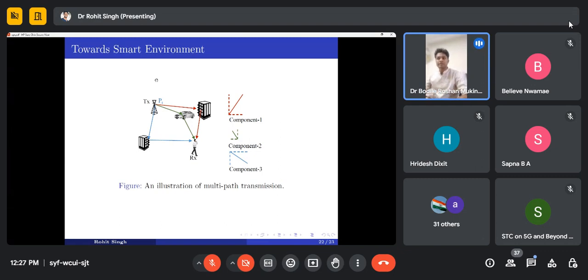We cannot control this angle, because we cannot control the position of a building, the position of a vehicle, or the position of a user. So we cannot control anything, and we cannot estimate this impact either. At the receiver end, all such components are summed up, the imaginary and real parts, and the resultant becomes like this. Some of the components, as you can see here, are cancelling out each other.